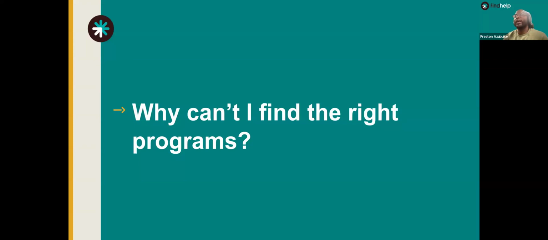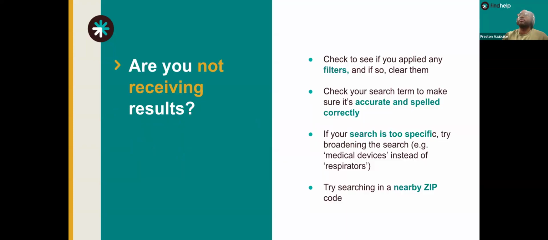And the next section is why can't I find the right program? Well, we'd like to pause here to see what you could be doing personally that may be preventing you from finding the right programs. What I'd like you to check is whether you've applied any filters, and if so, potentially clear them. We'd always recommend checking to make sure that your search term is spelled correctly. And if your search is sometimes too specific, maybe broaden your search to catch more programs as well.